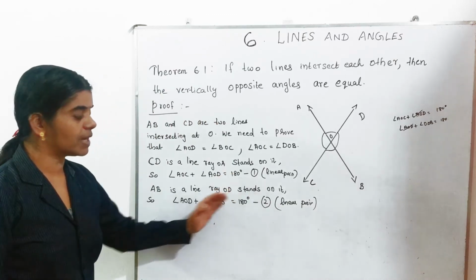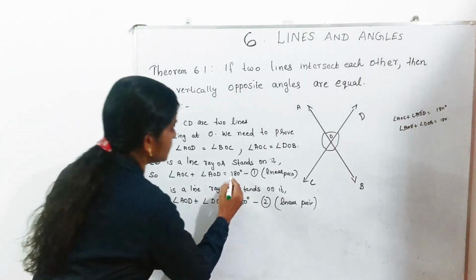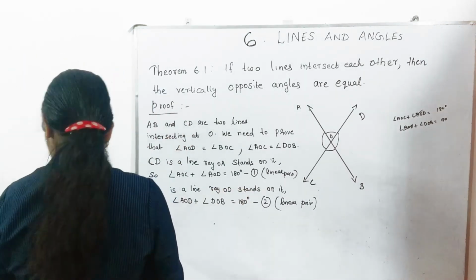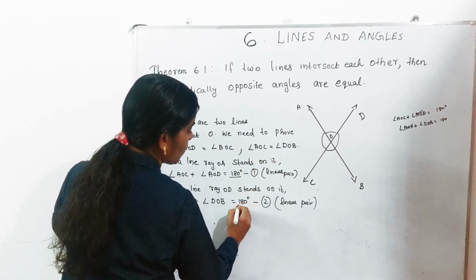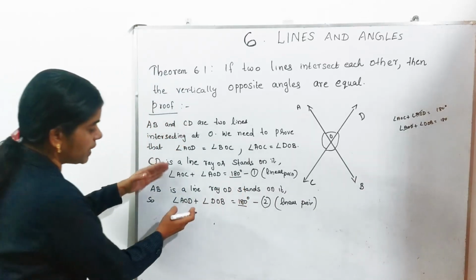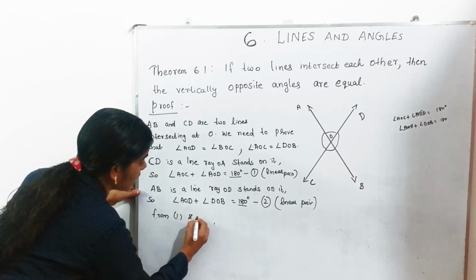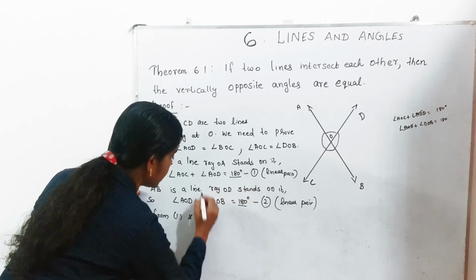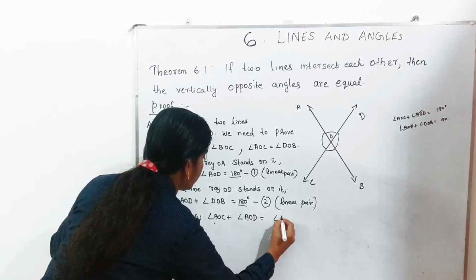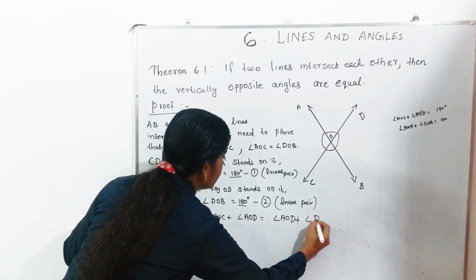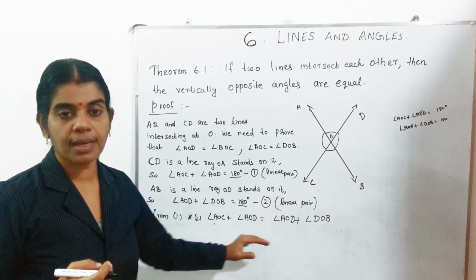Then look at equation number 1 and 2. You know that the right sides of both equations are 180 itself. Here 180, here also 180 degrees. Right sides are equal. Therefore, we can equate the left sides. From equation 1 and 2, we can write: angle AOC plus angle AOD equal to angle AOD plus angle DOB. Because right sides are equal, we equated the left sides also.